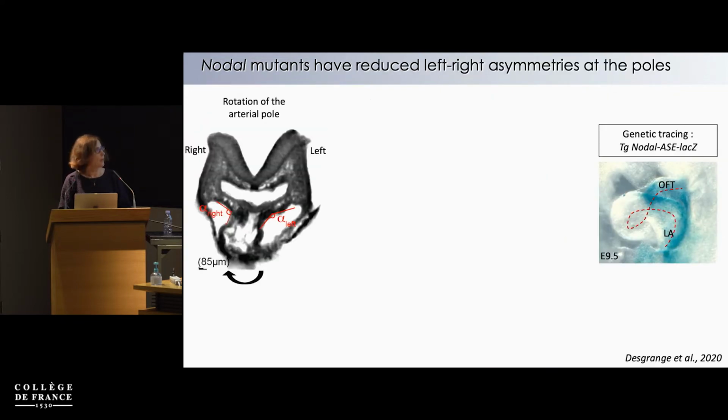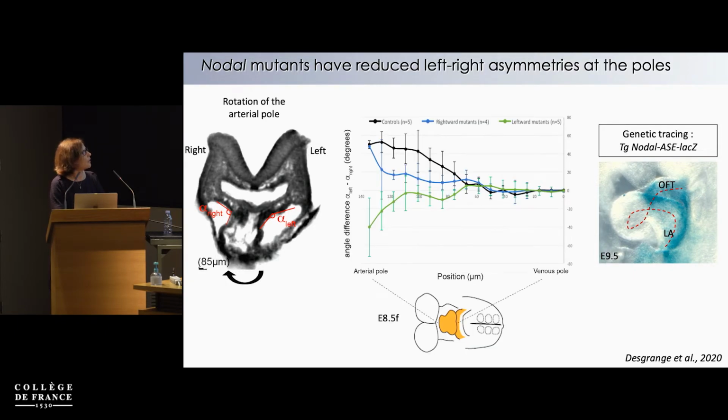So in keeping with the contribution of nodal expressing cells to the poles of the heart, we hypothesized that nodal might play a role in the asymmetry at the poles of the heart. So one way to quantify this asymmetry, and in particular I will show the example of the rotation of the arterial pole, is to compute the angular difference between the left side and the right side. So this is the heart tube here, and the rotation is seen as an angular difference on the left and right side. So we can quantify this angular difference along the axis of the tube.